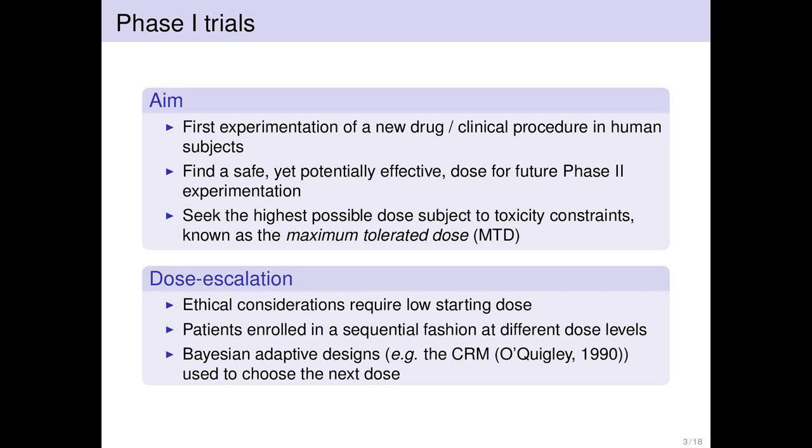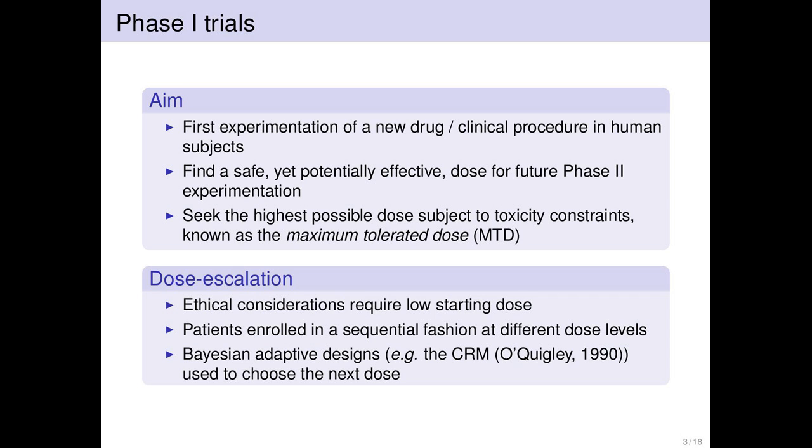And the key here is that the outcome is often a toxicity outcome with some underlying assumption that as the dose of the drug increases, so does the toxicity, but also the efficacy of the drug. So we're seeking to find the highest possible dose subject to some toxicity constraints. This is commonly known as the maximum tolerated dose.